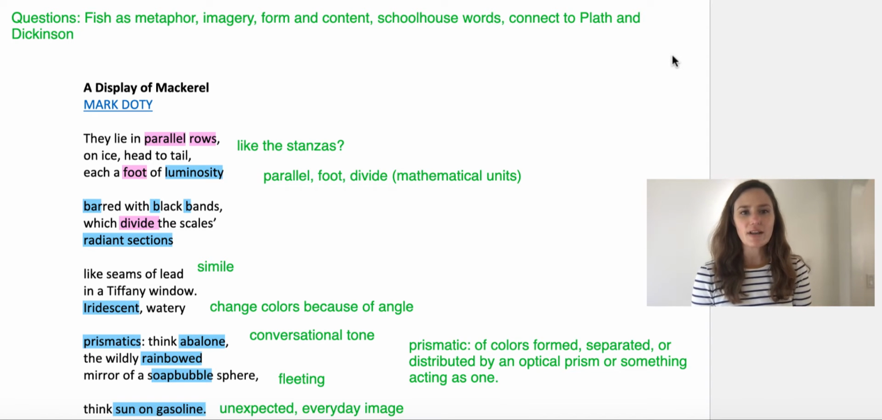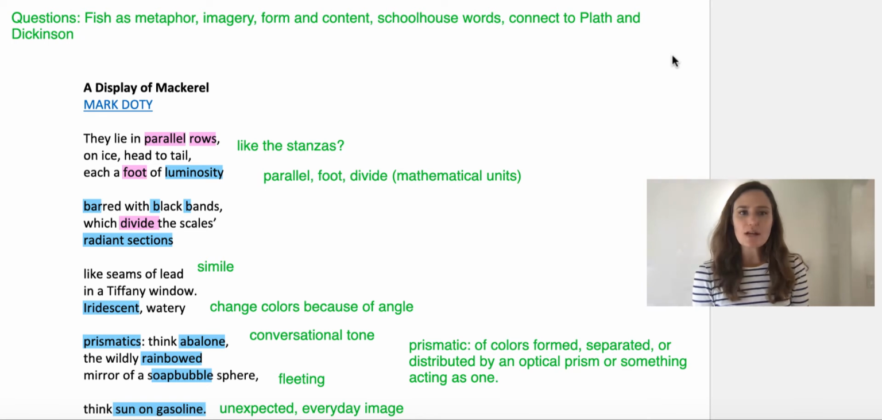They lie in parallel rows on ice, head to tail, each a foot of luminosity. So there's no period at the end of that stanza, but I'm just going to pause here for a moment. Notice how the poem begins with a pronoun, they. Now, we see from the title that he's probably referencing mackerel, but it's still noteworthy that he begins with they and not a proper noun. I think somehow using they really captures this idea of a group that's all the same. You don't even have to name them as mackerel.